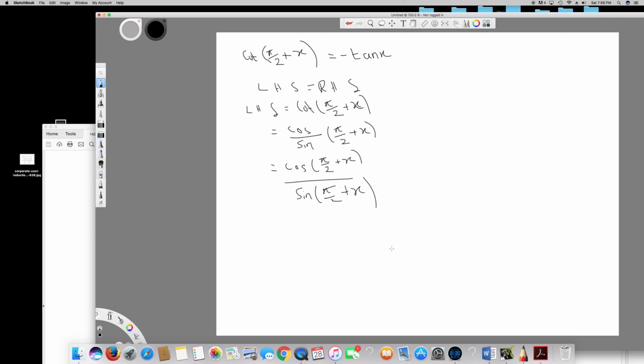If it's cos(x + y), we expand it as cos x cos y minus sin x sin y. So the same process goes here. If it's cos(π/2 + x), we expand it as cos π/2 cos x minus sin π/2 sin x. The same thing goes to the bottom. If it's sin(x + y), we write it as sin x cos y plus cos x sin y. The same process goes here. If it's sin(π/2 + x), we write it as sin π/2 cos x plus cos π/2 sin x. Same thing. So I'm going to expand this.